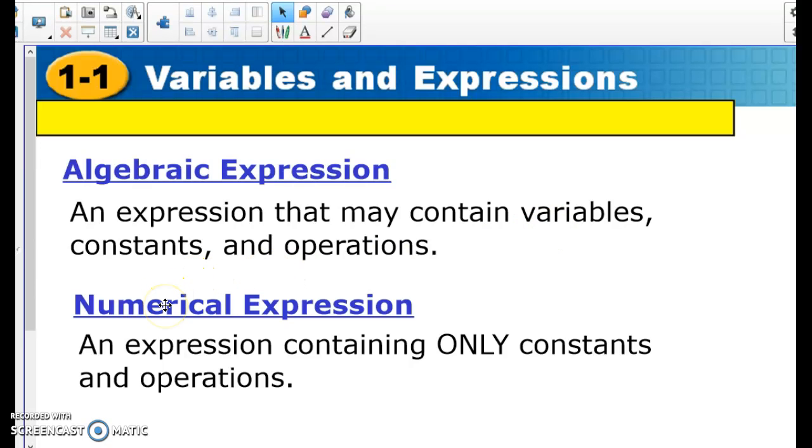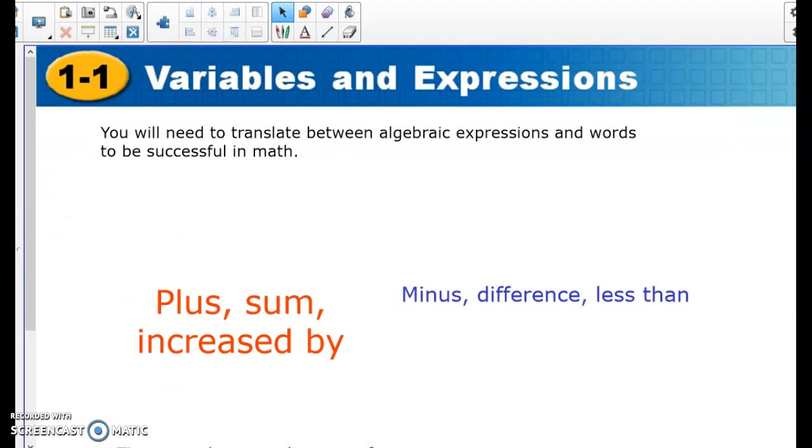A numerical expression is an expression that contains only constants and operations. So you'll see that it's missing the variables. This is probably what first, second, third graders do. Something along the lines of 2 plus 4. It doesn't have a variable in there, but it still has a constant and still has an operation.